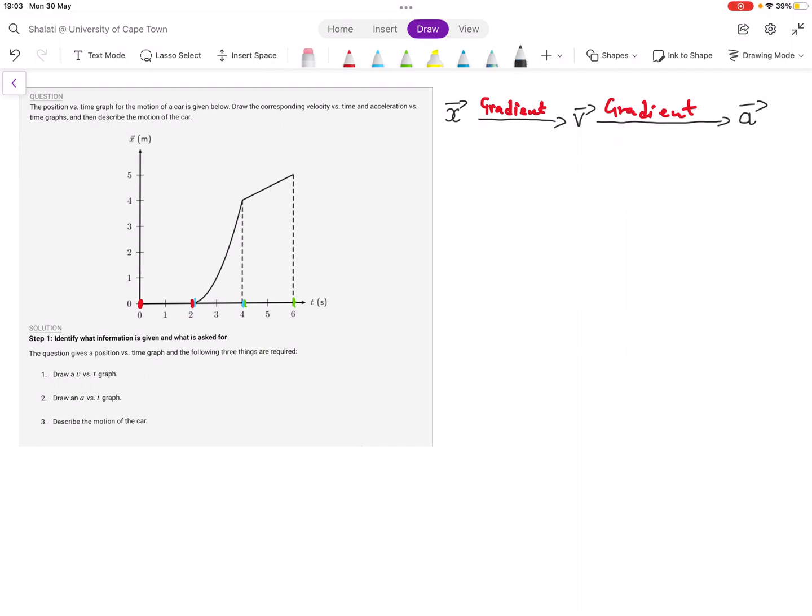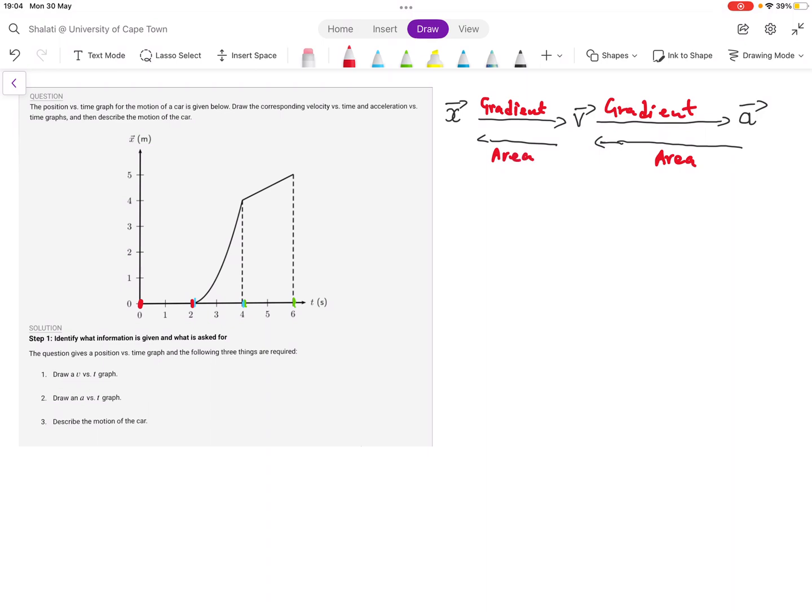But what if they gave you an acceleration time graph and they want you to calculate the velocity? Now you're actually gonna do the opposite, which is to calculate the area. So instead of gradient, now you calculate area. So the area of an acceleration time graph gives you velocity, and the area of a velocity time graph will give you position. So that is something that you need to know.